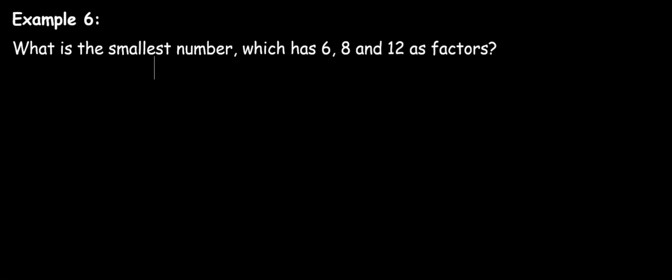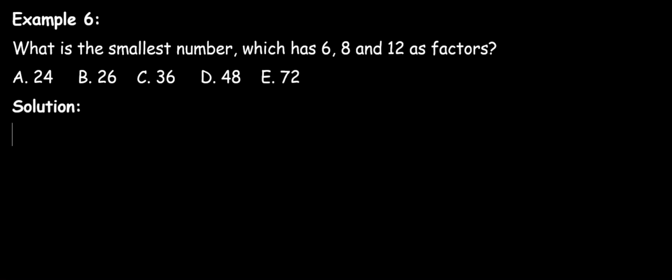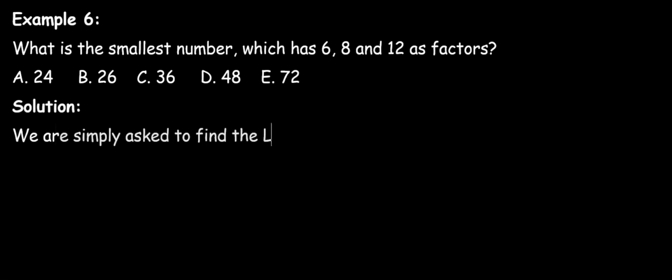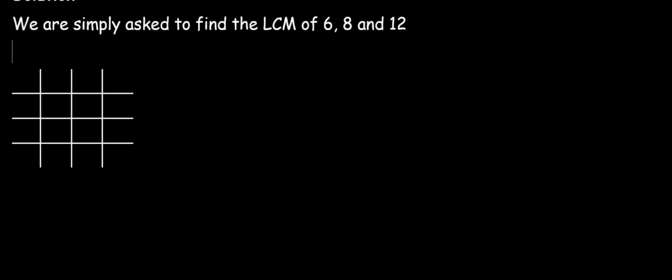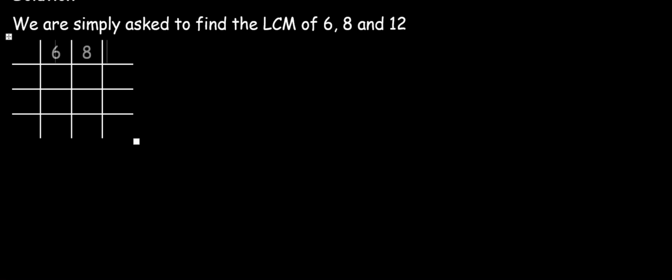Another example. What is the smallest number which has 6, 8, and 12 as factors? A, 24. B, 26. C, 36. D, 48. E, 72. Solution. We are simply asked to find the LCM of 6, 8, and 12. Let's rule our lines and we input our numbers 6, 8, and 12.